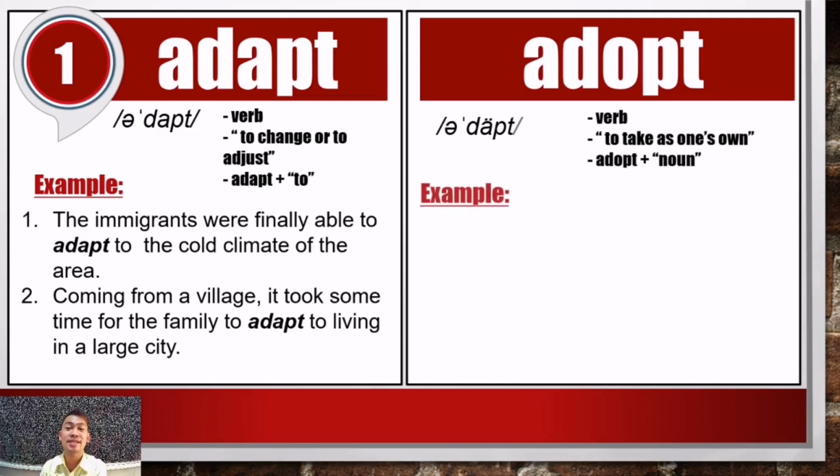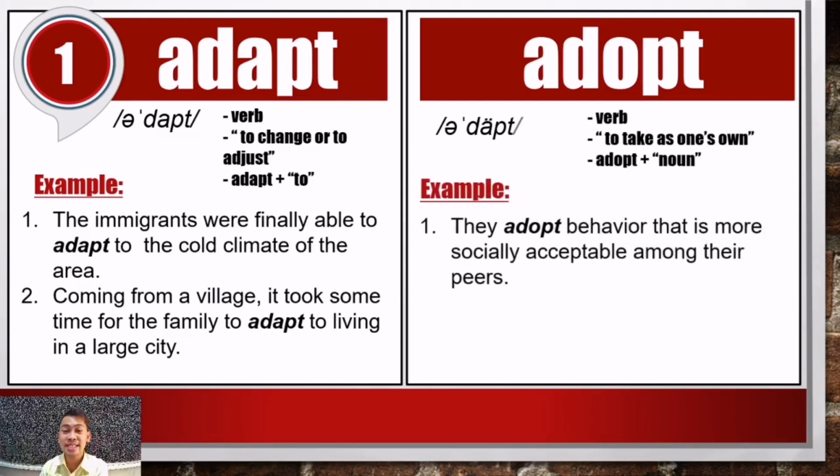Now let us have some examples. The first example: they adopt behavior that is more socially acceptable among their peers. So as what you can see there, the word adopt is followed by a noun, behavior. So that's the direct object of the word adopt. And at the same time, if you're going to understand the sentence, it gives us the idea that the word behavior is something that is taken as one's own by the subject. Who are they?